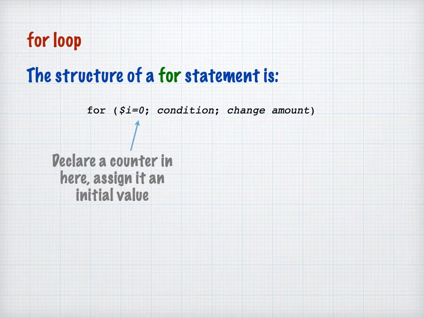We're going to give it an initial value. In this instance, we're going to give it an initial value of 0. And what will happen is, as we progress through the loop, $i will be the variable that keeps track of how many times the loop has actually run. So you can see it starts off with a value of 0.